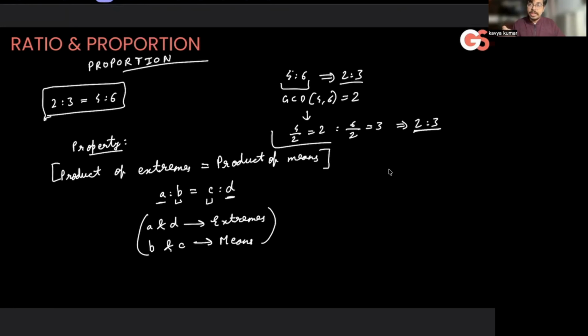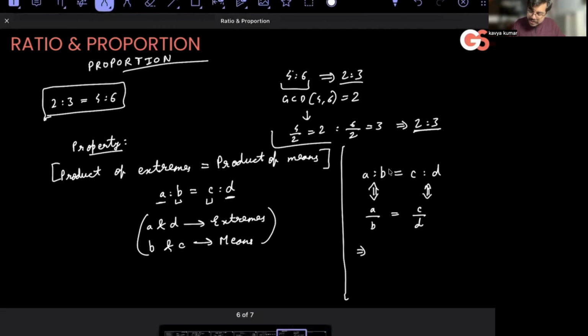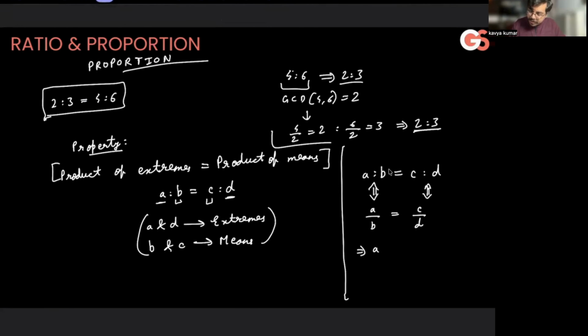This can also be told in this manner. Let's say A is to B is equal to C is to D. So can I write this down as A divided by B is equal to C divided by D? So can I write this down as A multiplied by D is equal to B multiplied by C? So A and D are the extreme positions and B and C are the mean positions. So this is the proof for this particular thing.